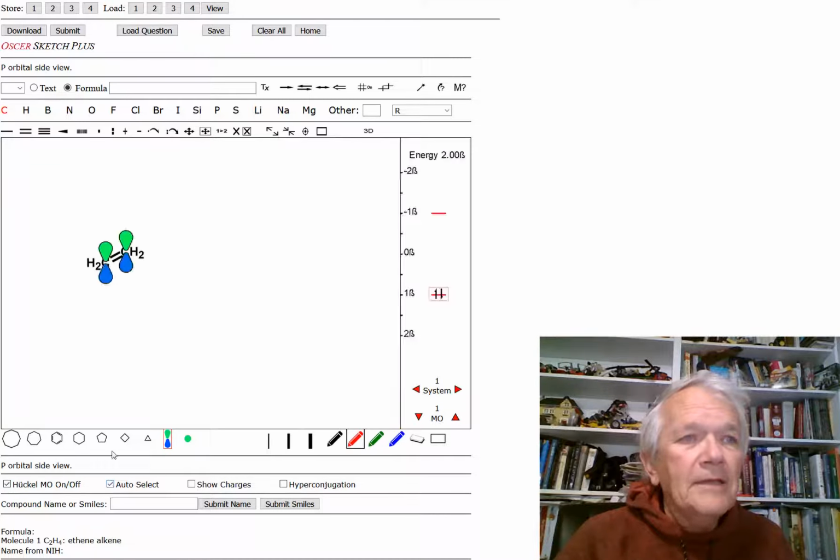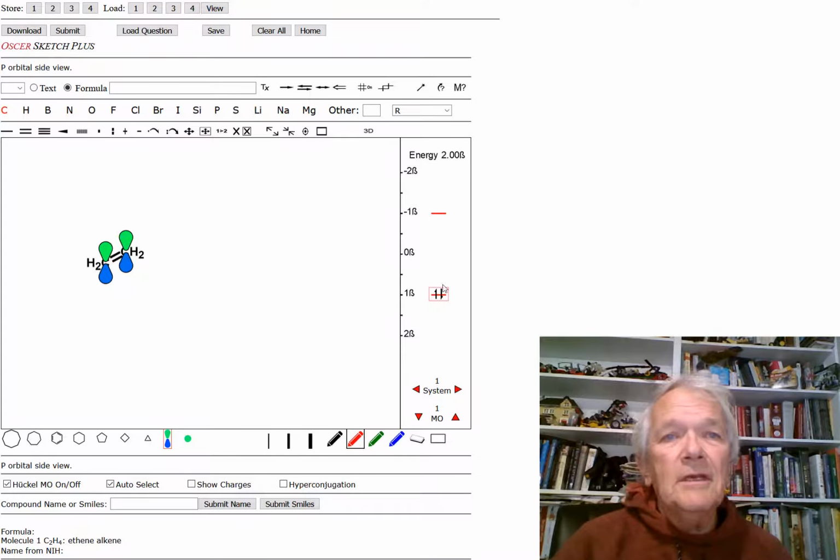What auto select does, it finds all the orbitals in the pi system of the molecule. And so here we have ethylene, and what ethylene, of course, has is a pi bond and a pi star bond. And over here on the right-hand side, you'll see two orbitals. The lower one has a pair of electrons in it. That represents the pi bond. That's the one that's shown. And then this one up here at top is the antibonding orbital.